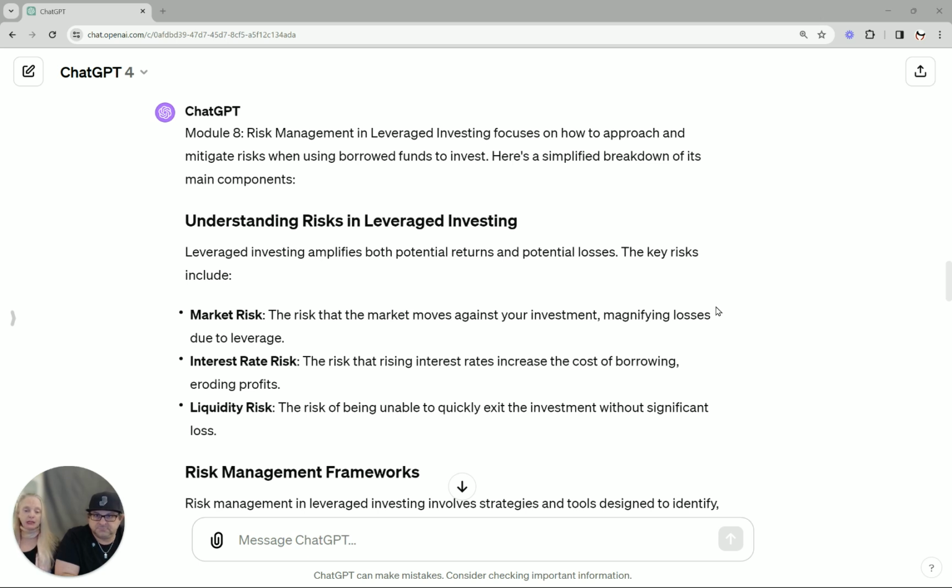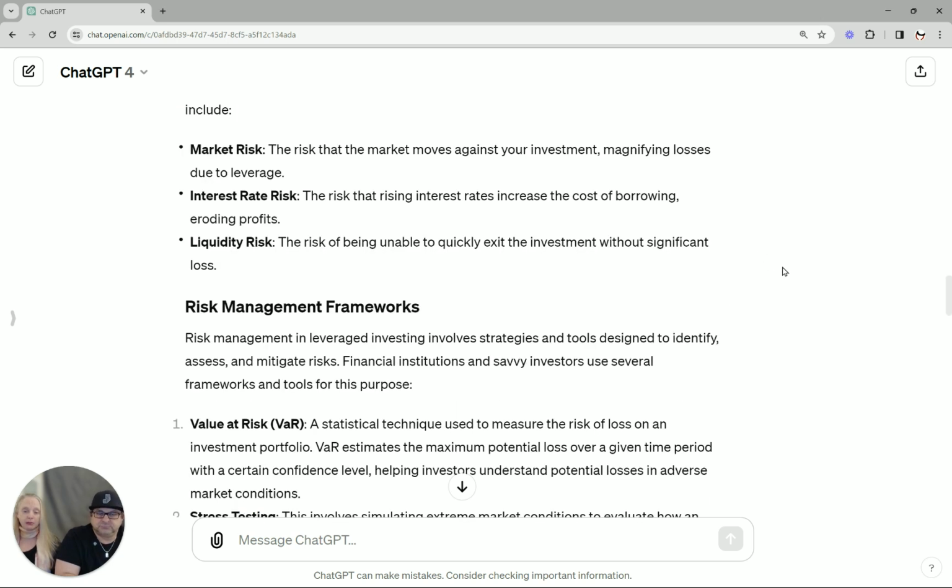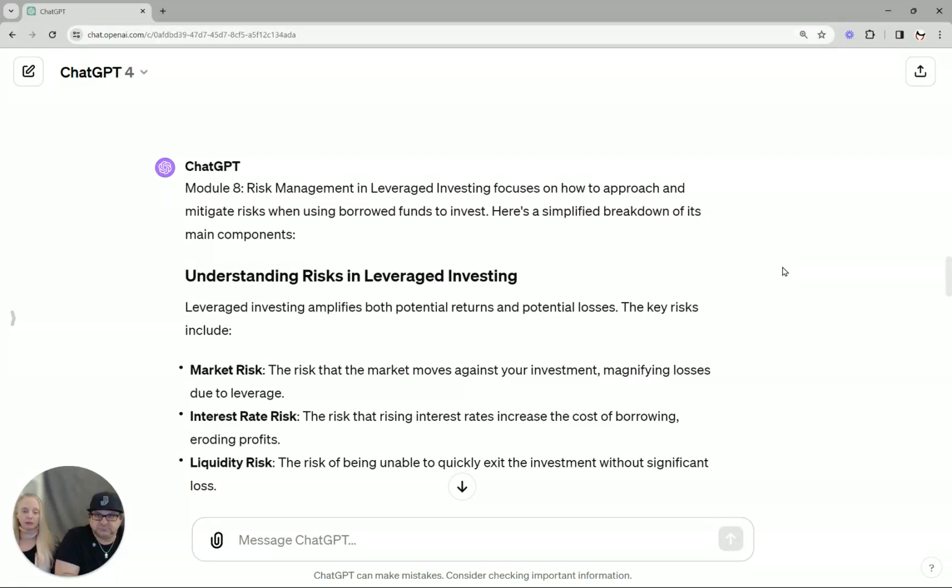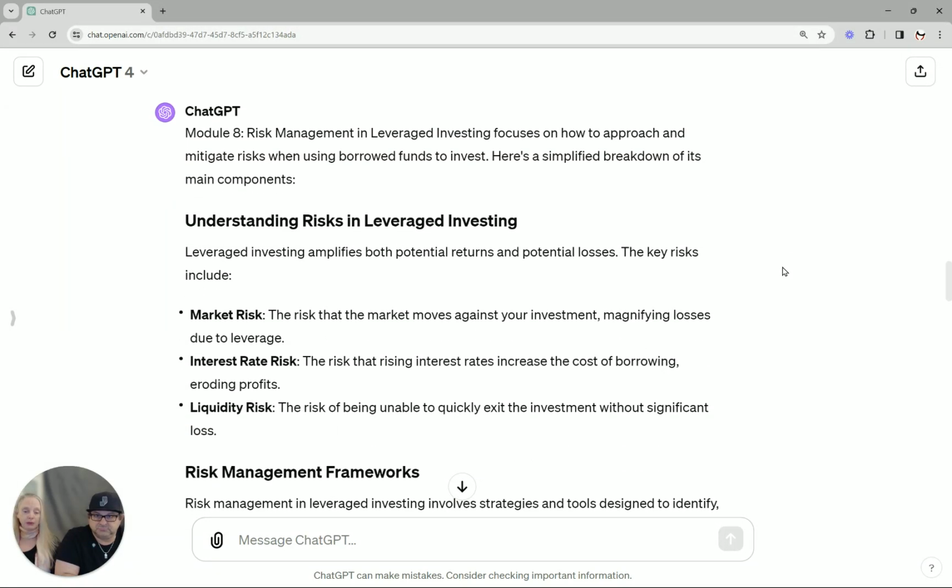Understanding risk in leverage investing. So the key: leverage investing amplifies both potential returns and potential losses. The key risks are market risk, interest rate, and liquidity. So let's just briefly go over what this means. Market risk: the risk that the market moves against your investment, magnifying your losses due to leverage.